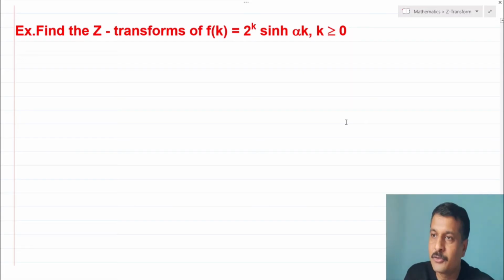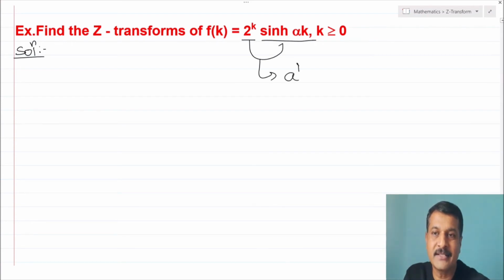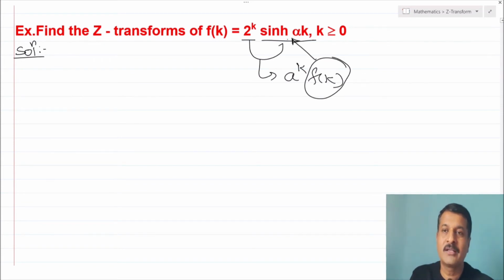Let's consider examples on the Z transform using properties. Example: find the Z transform of f of k equal to 2 raised to k into hyperbolic sine alpha k, where k is greater than or equal to 0. Solution: note that if we split this into two parts, you can consider it as a raised to k into f of k. So what is f of k? It is hyperbolic sine alpha k, so we should know the Z transform of hyperbolic sine alpha k.